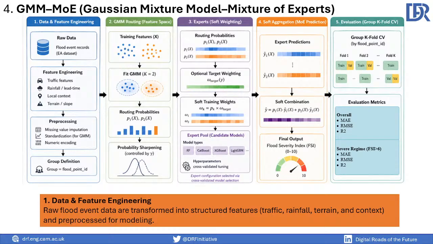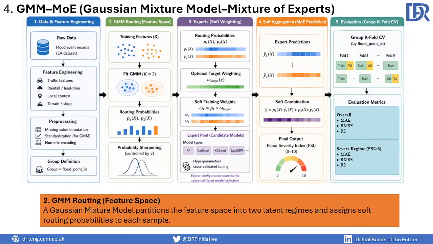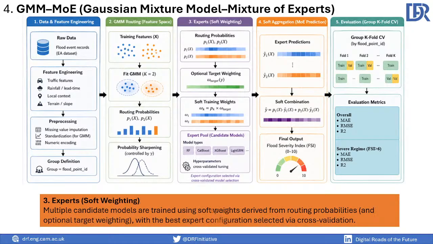For the second one, that is the Gaussian mixture model to classify the features, trying to split the feature space into two latent regimes and assign different routing probabilities. These probabilities will be used in step 4.